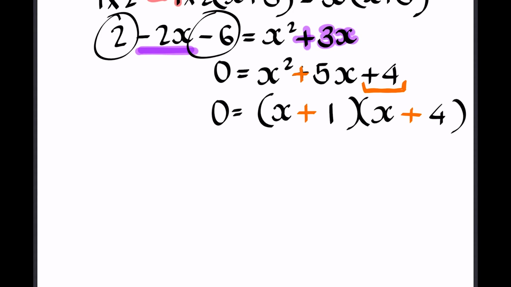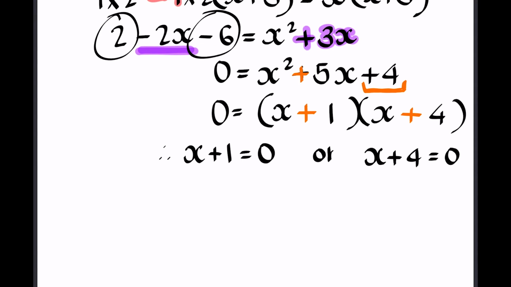1 and 4. Everything to one side, make it equal to 0, factorize fully, and then make each factor equal to 0. So that means that x plus 1 equals 0, or x plus 4 equals 0. So if x plus 1 equals 0, that means that x equals negative 1. And if x plus 4 equals 0, that means that x is equal to negative 4.